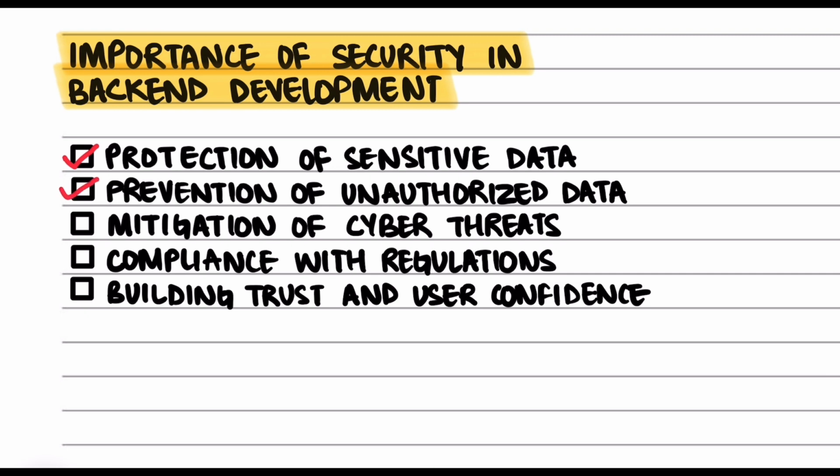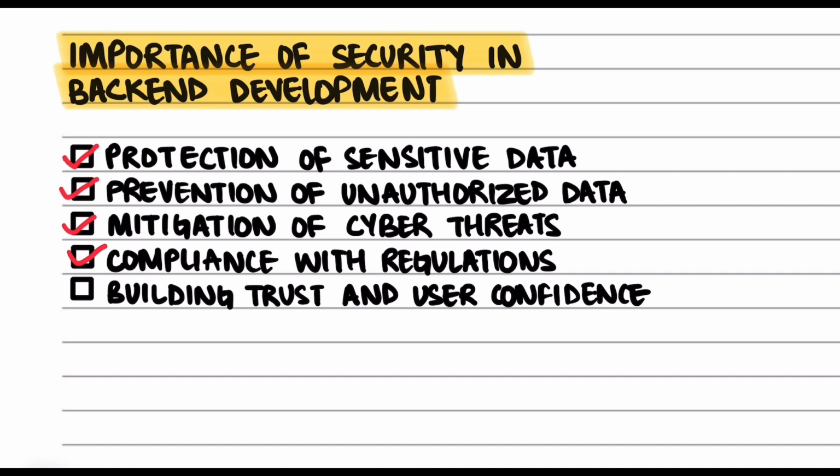Prevention of unauthorized access. Robust authentication mechanisms ensure that only authorized users can access and interact with the application, preventing unauthorized users from manipulating or exploiting vulnerabilities in the system. Mitigation of cyber threats. Security in the backend defends against various cyber threats, including hacking attempts, SQL injections, and cross-site scripting attacks, protecting the application from potential exploits and vulnerabilities.